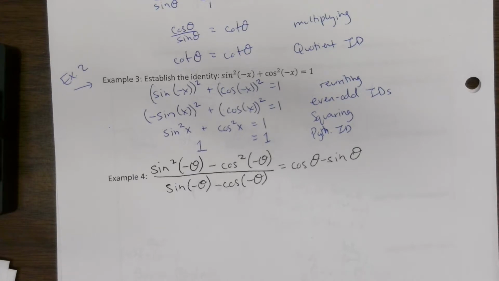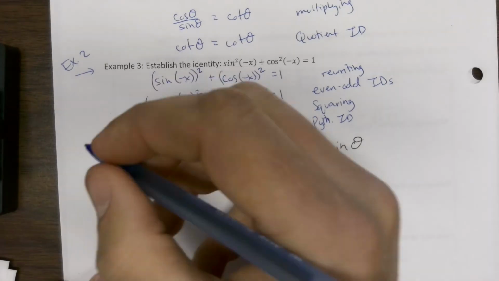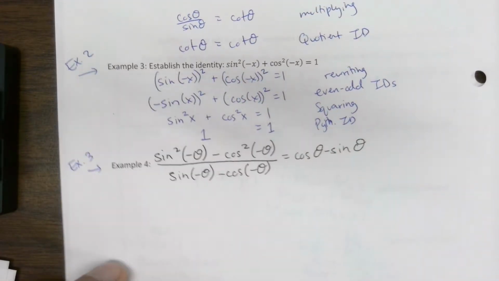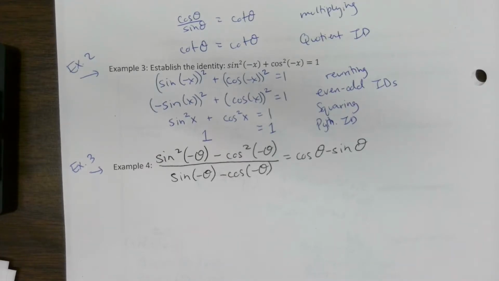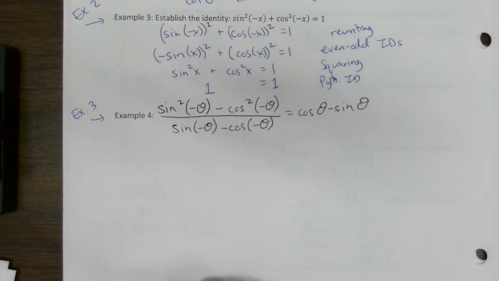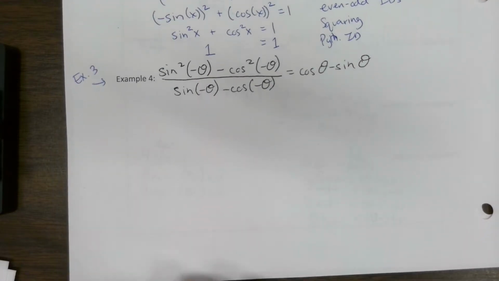Okay. So the next one. This one here, I believe, is example number 3 in your book. And this one's kind of a doozy. This is when we first start to factor things. So when you're factoring in Pythagorean identities, it's very fun, as in frustrating.